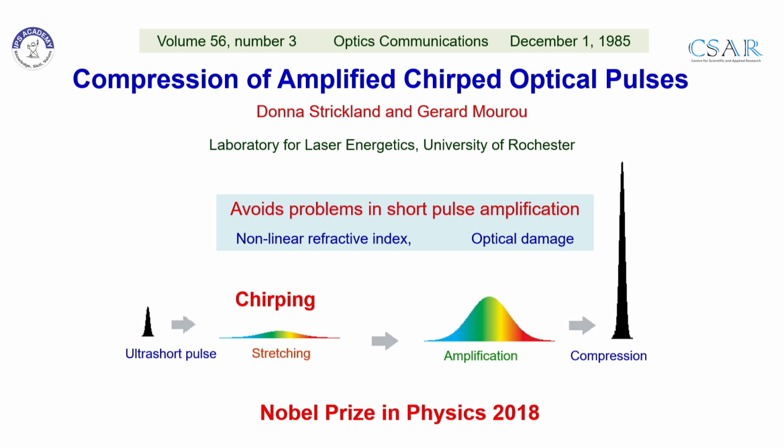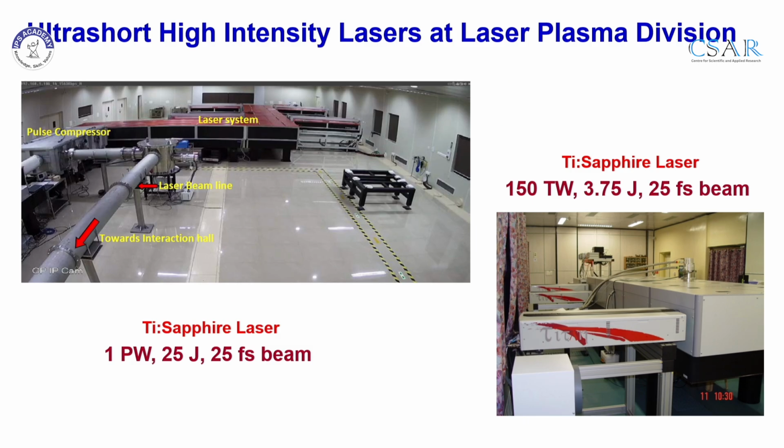They proposed that we can stretch the pulse by introducing a dispersion time delay between the different frequencies, get it amplified, and then apply an inverse time delay to compress the pulse, so that we can achieve power up to the petawatt and several petawatt laser level. This work was recognized and awarded the Nobel Prize in 2018.